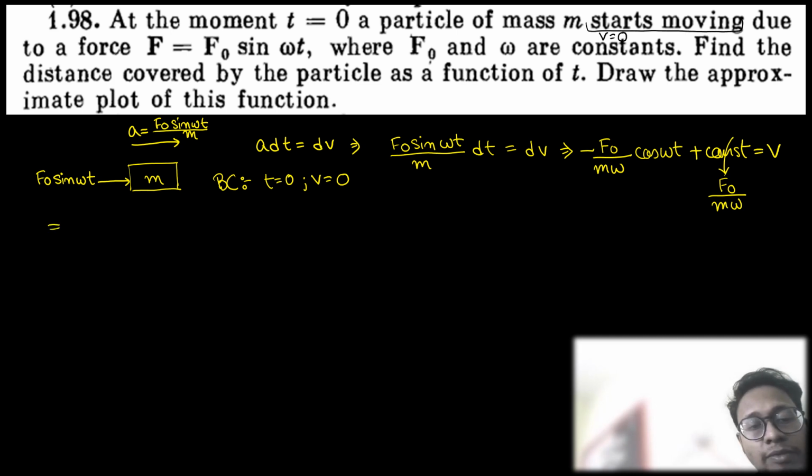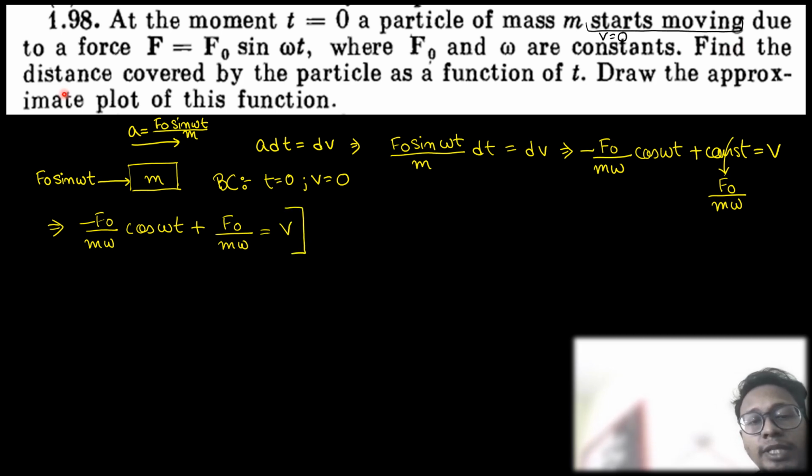So you have to write down the entire equation of velocity: minus f naught by m omega cos omega t plus f naught by m omega equals velocity. Okay, we got the equation of velocity. But now you need to find the displacement or distance covered by the particle as a function of t. So let's try to find the displacement.